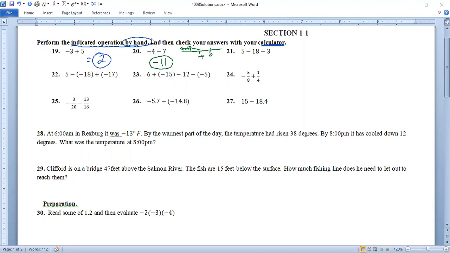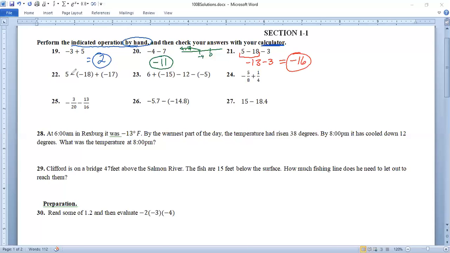All right, number 21. 5 minus 18 minus 3. So right here, these are opposite signs. So this is like 18 minus 5, which is 13, but in the negative direction. So that's negative 13 minus 3. These two numbers are now the same sign. Negative 13 minus 3 is going further in the negative direction, which means negative 16. That's an addition problem, all in the negative direction. All right, number 22.